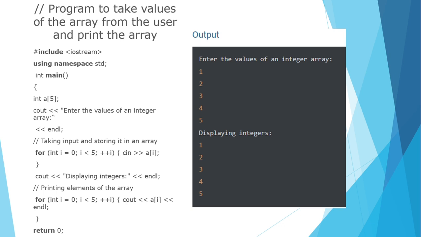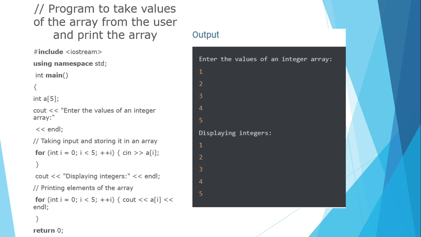Now here we are getting the integer values, that is, we are going to receive the 5 values. So, enter the values of the integer array. Simply we are entering 1, 2, 3, 4 and 5, taking input and storing it in the array. Now we are going to display the array. For this, we are going to use a for loop statement, for integer i equal to 0, i less than 5, and i plus plus.